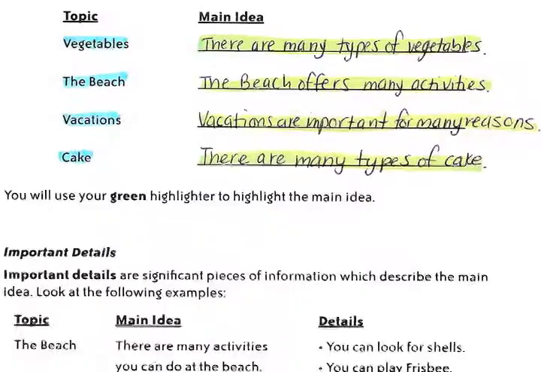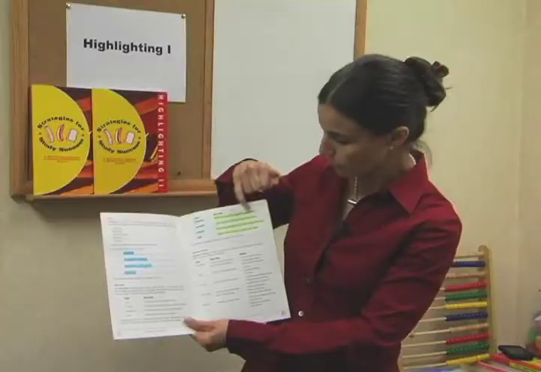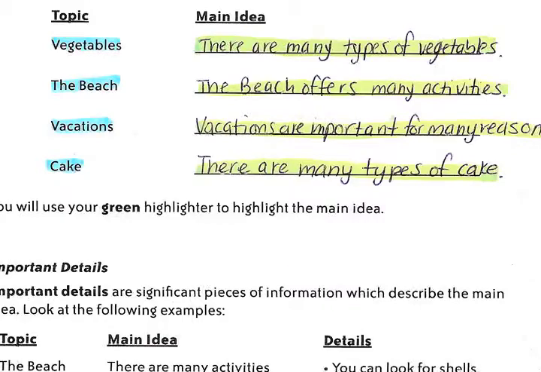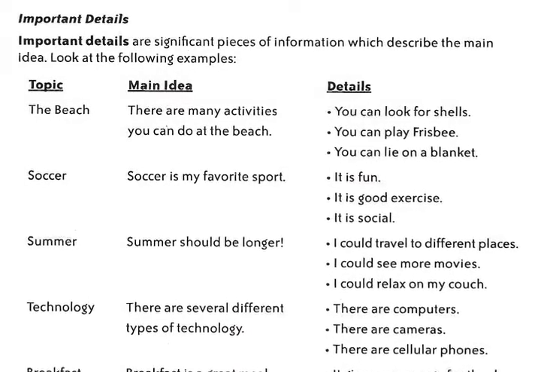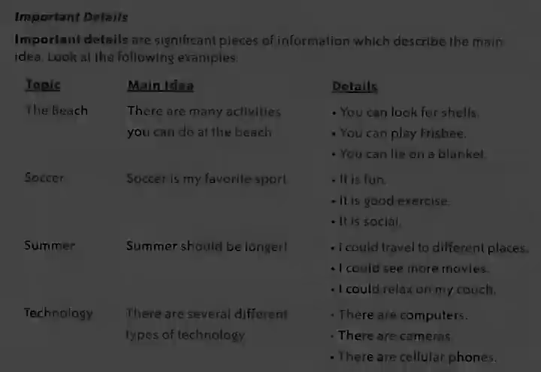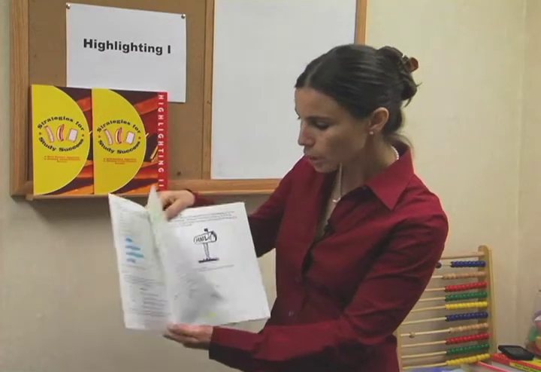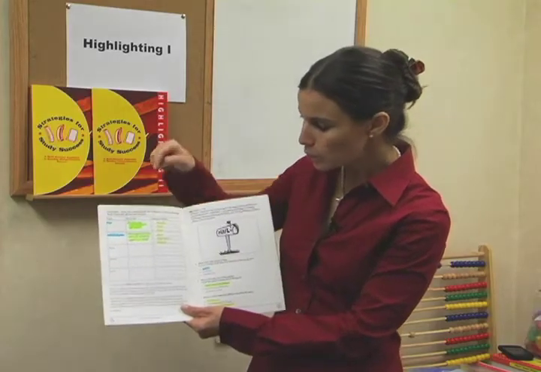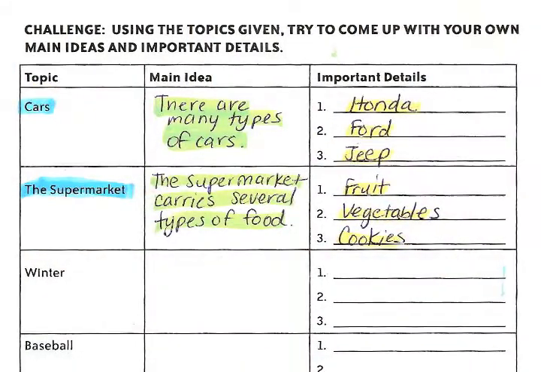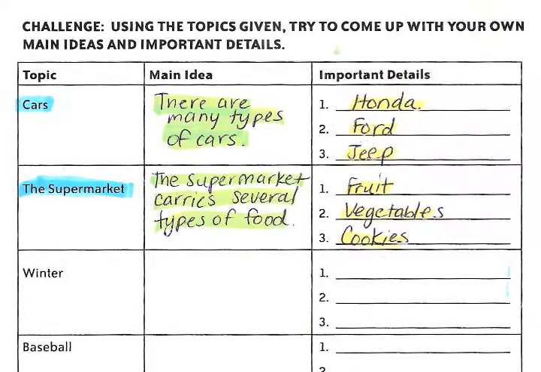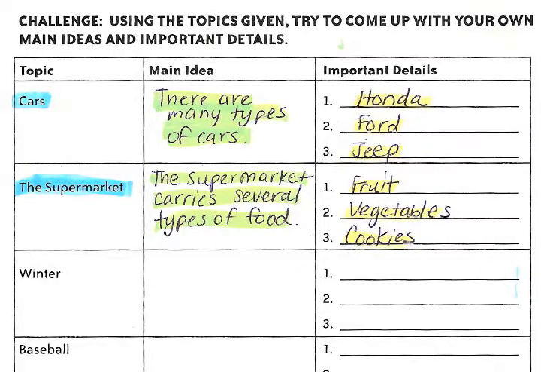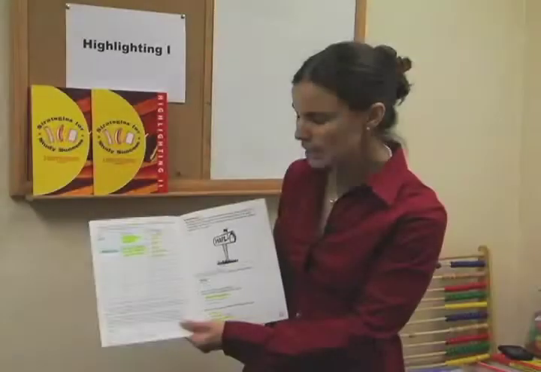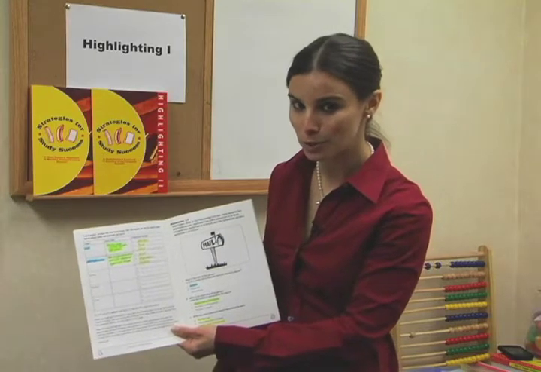Here, the student is given some topics, and then we have the student come up with some of their own main ideas and go back and highlight the topics in blue and main ideas in green. Finally, we introduce important details, which we highlight in yellow. Again, important details are significant pieces of information which describe the main idea. Here on the next page, which is page 4, students are given some topics, and they're asked to fill out this chart by coming up with some of their own main ideas and important details, and then going back and highlighting the topics in blue, main ideas in green, and important details in yellow, to get a feel for the highlighting and how they're supposed to use it.